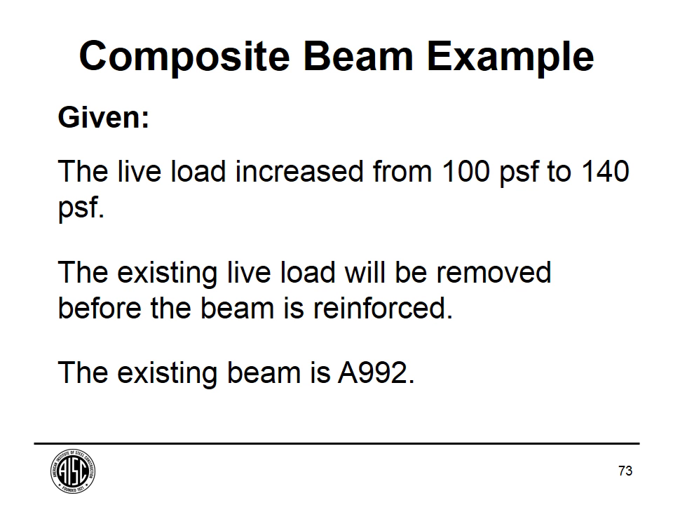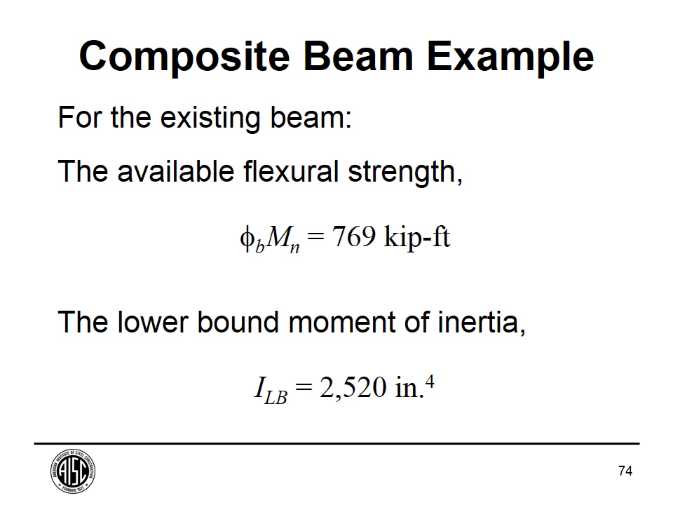So we've added 40 PSF to the original live load of 100. And I took these 2 values straight from the calculations in the example. We're going to need to know the available flexural strength of the beam, which is 769 kip feet. I took that value straight out of the example. The lower bound moment of inertia is 2,520 inches to the 4th, straight out of the example problem.